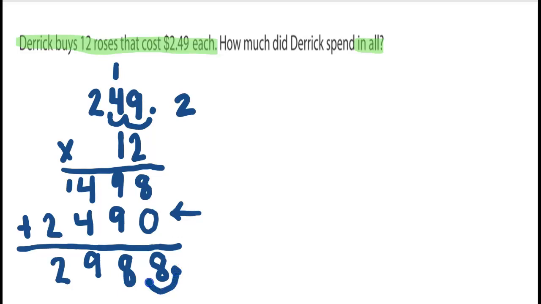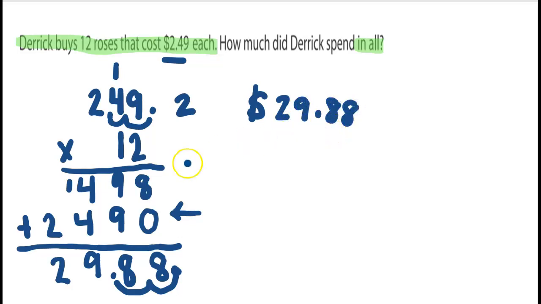I'm going to move it 2 places. So my answer is Derek spent, and I need my dollar sign because we're talking about money here. He spent $29.88. Okay.